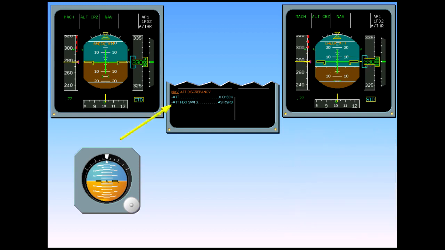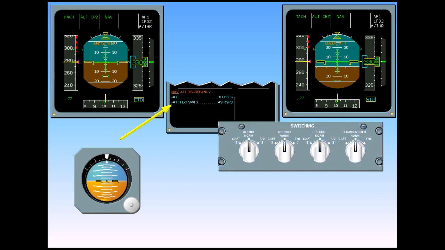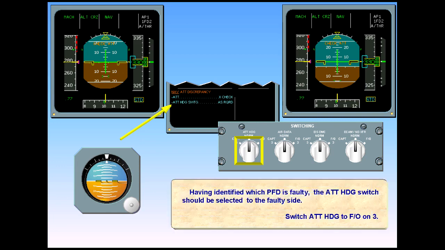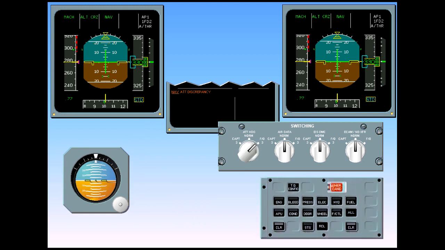Having identified which PFD is faulty, the attitude heading switch should be selected to the faulty side. Switch attitude heading to First Officer on 3. IR3 is now supplying the First Officer side, and aircraft attitude on his PFD is back to normal.